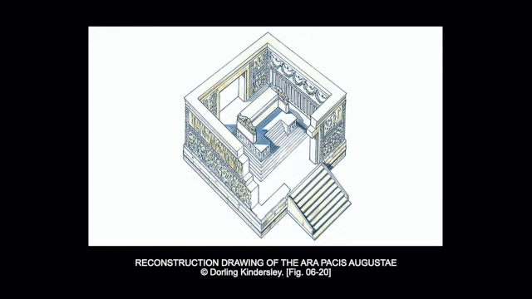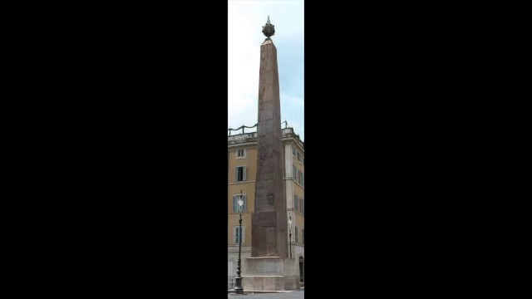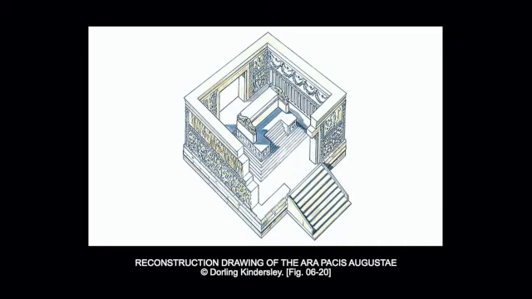situated it closely to other key Augustan monuments, like this giant sundial known as the Horologium Augusti, which, interestingly, would cast a shadow over the Ara Pacis on the day of Augustus's birthday, and the mausoleum of Augustus. So it was like a whole complex of monuments to Augustus.